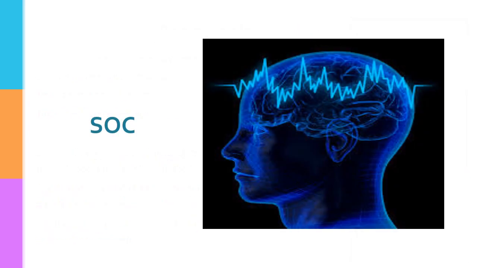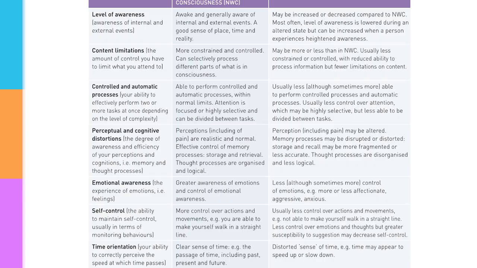So now we are on to Unit 4, Area of Study 1, SOC. Everyone's favourite. Okay, let's talk about the characteristics of being in an ASC. So we have two states of consciousness. We have an NWC and an ASC. Okay, there are two ways that we can tell if we're in an ASC. They are physiological measures and psychological measures.